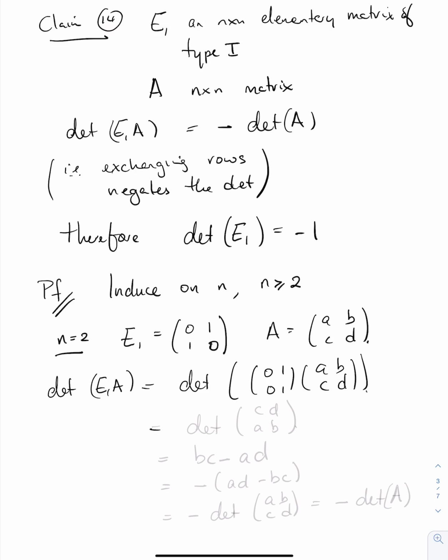This is simply the determinant of the product of these two matrices. Let's just work it out. This is the determinant of CD, AB, which is BC minus AD. This is negative times AD minus BC, which is the negative of the determinant of the matrix ABCD. ABCD is A, so this is negative the determinant of A. Thus, we've established the base case.